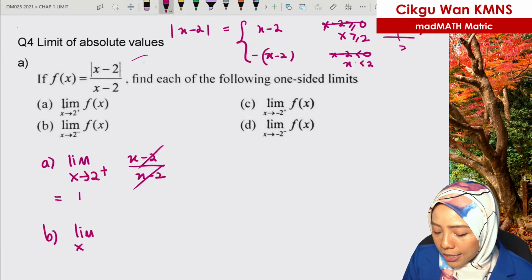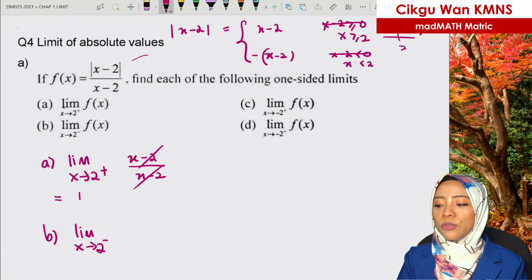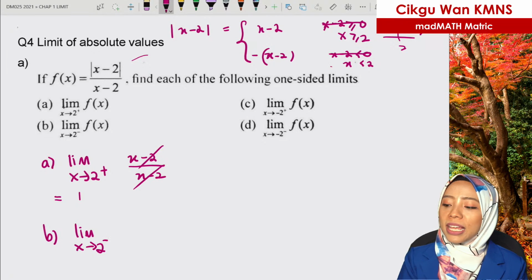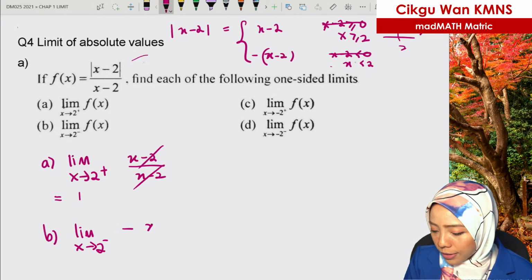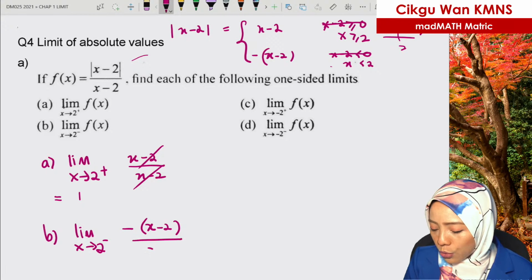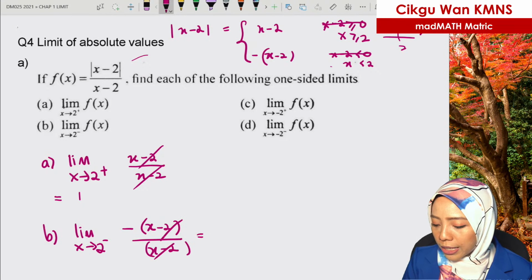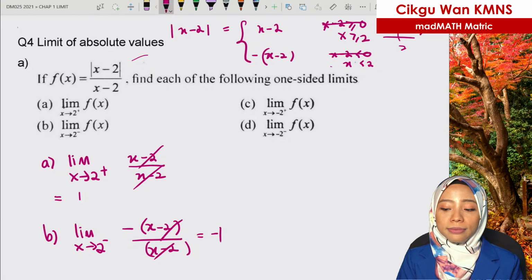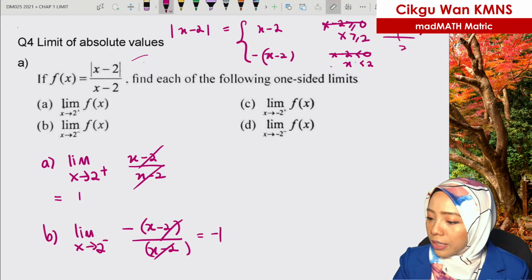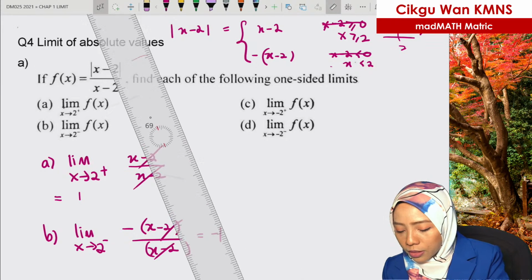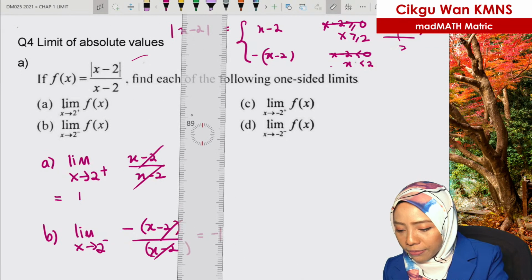Limit x approaching 2 from the left. So, from the left now. The question 1 from the left. So, which function we are taking? Negative. Negative x minus 2 over x minus 2. So, you cancel out. You get negative 1. Okay? That's for B. Okay, now we are solving for C and D.